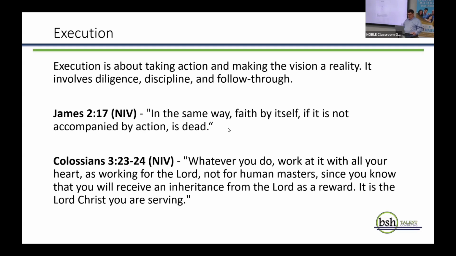And then Colossians 3:23-24: Whatever you do, work at it with all your heart, as working for the Lord, not for human masters, since you know that you will receive an inheritance from the Lord as a reward. It is the Lord Christ you are serving.